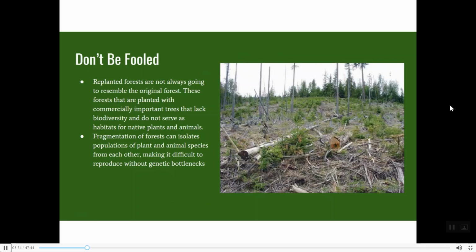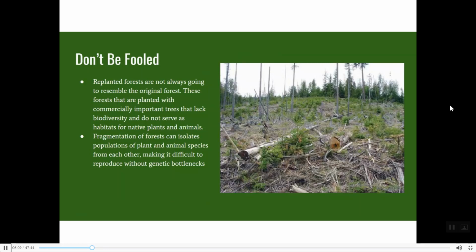Although the deserted forests may regrow after being cleared, this is not always the case. They don't always regrow, especially when remaining forests are highly fragmented. Fragmentation like this isolates populations of plant and animal species from each other. This makes it difficult to reproduce without genetic bottlenecks, and in some cases, the fragments may be too small to support large or territorial animals.